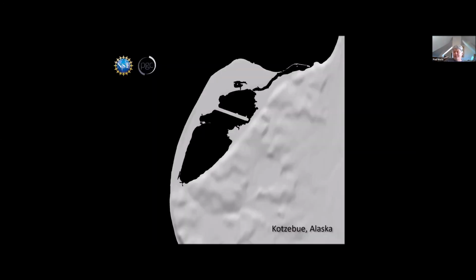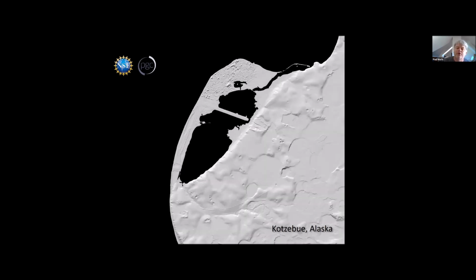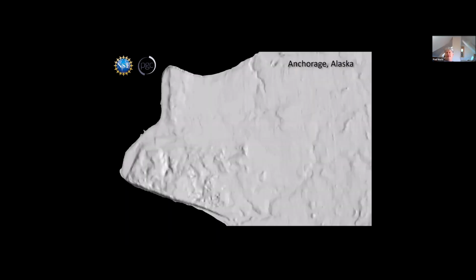Here's a place in Kotzebue, Alaska. We did this early on because that's where President Obama announced the project. So this was the elevation model before and after. I mean, it's good enough that you can see the roads through the bogs. It really is something amazing.